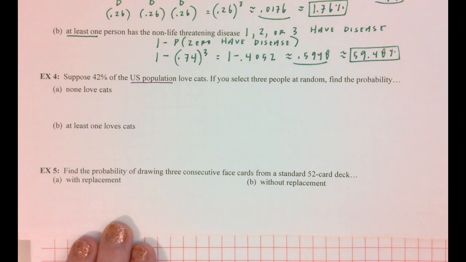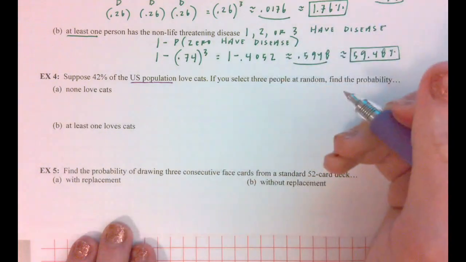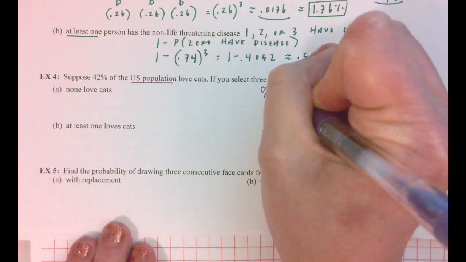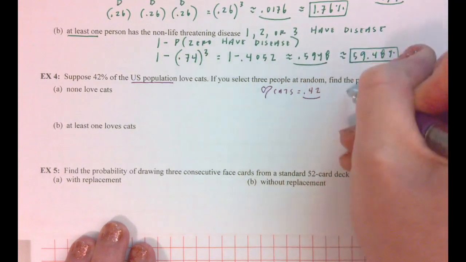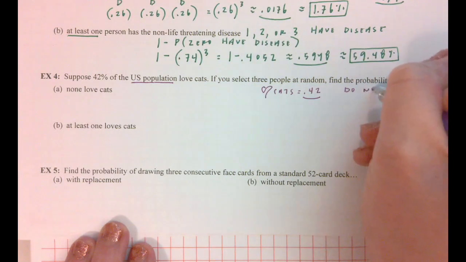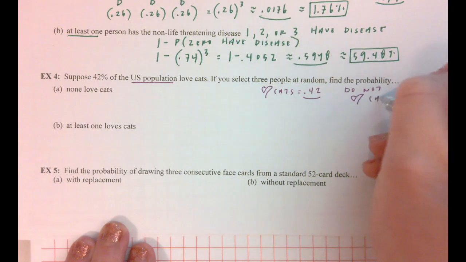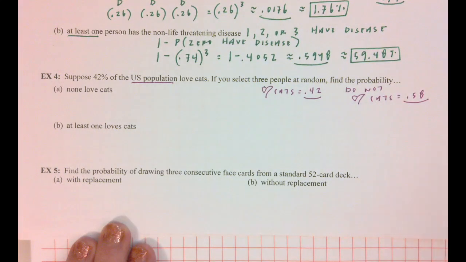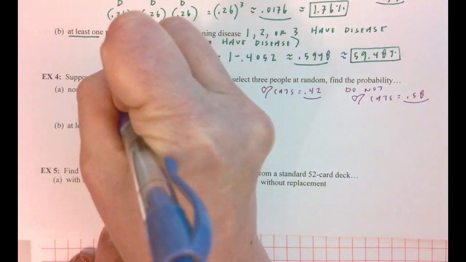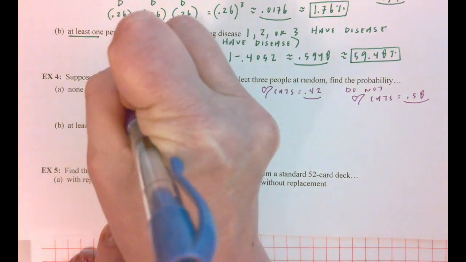Because my population is so big, if I pull a few people from it, it's not going to make a difference. So here, if I flesh out again, what are my 2 options? Love cats, 0.42, or do not love cats. That would be the complement, 0.58. Okay, so if I say none love cats, that means that all 3 of them do not love cats. So no love for cats. Let's see, how would I want to write that? We'll go no love for cats.